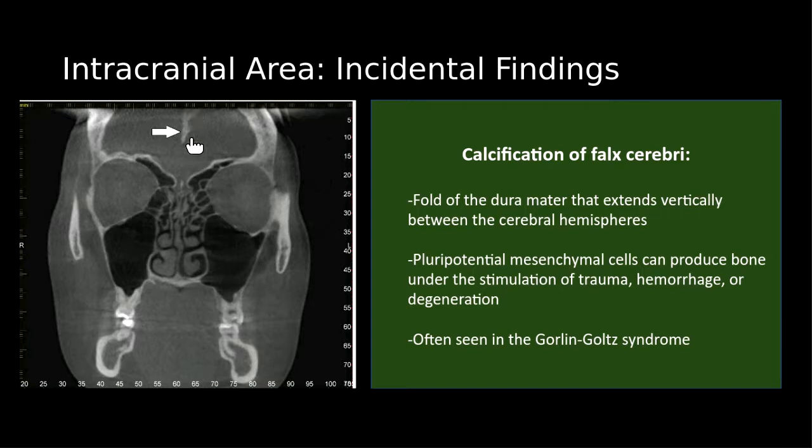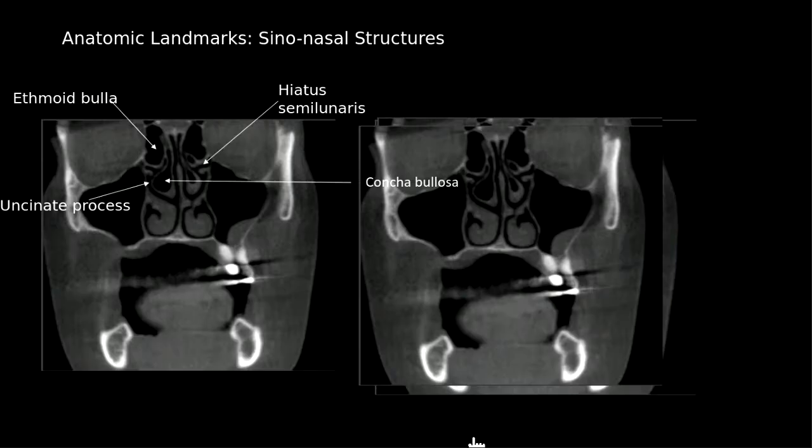Falx cerebri calcification is pretty important for one syndrome called Gorlin-Goltz syndrome, where you will have calcification of the falx cerebri, bifid rib, and then on the hands you'll have basal cell carcinoma, and there are some other issues too. So if your patient shows up like this, then it is mostly Gorlin-Goltz syndrome, and calcification of the falx cerebri is one of the findings there.